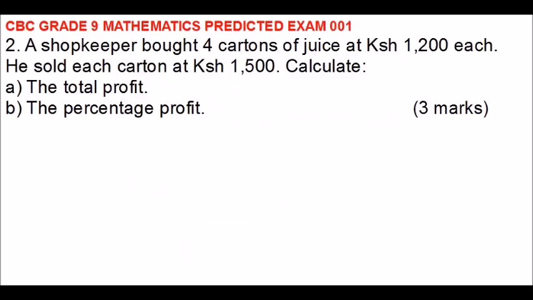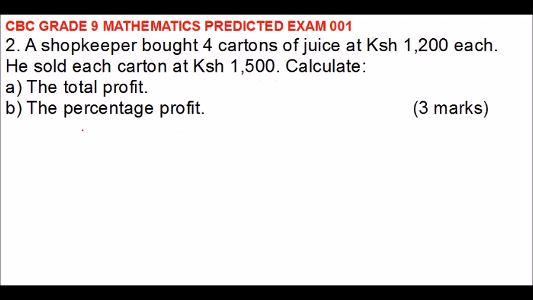So here is question number 2, and we are told a shopkeeper bought 4 cartons of juice at Kenya shillings 1,200 each. He sold each carton at 1,500. Calculate the total profit and the percentage profit. So you can see the buying price was 1,200. Selling price was 1,500. That means that in every carton, the shopkeeper was making a profit of 300.